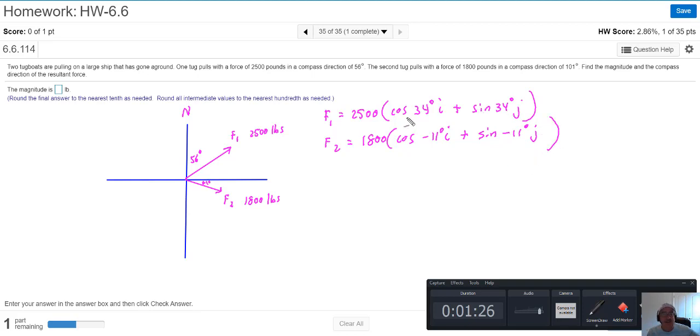So very similarly here, if we want to find the resultant, on this one it says to round the final answer to the nearest tenth, and all intermediate values to the nearest hundredth. I'm going to pause and come back to save some video time.